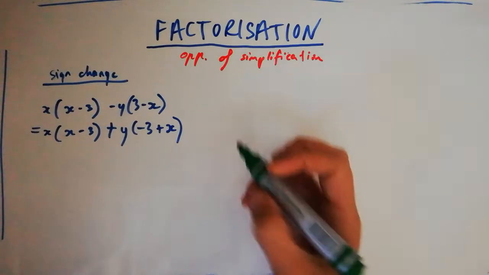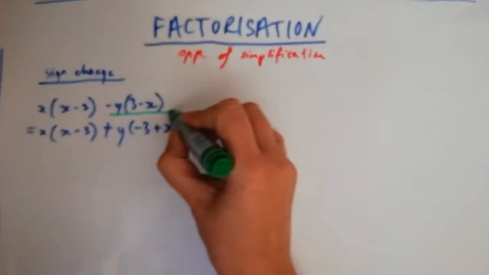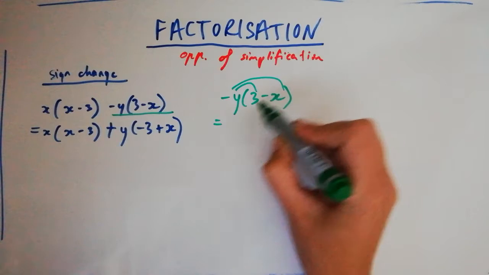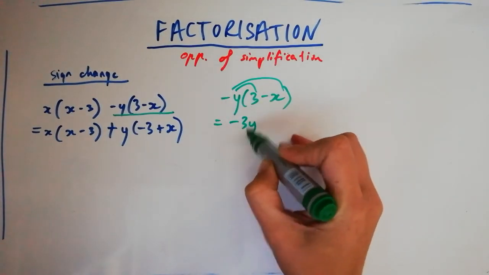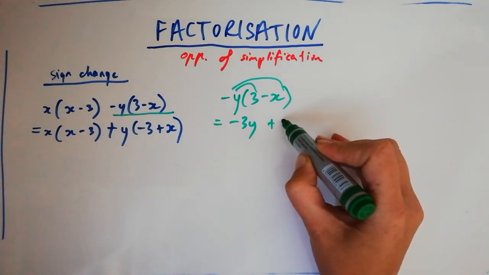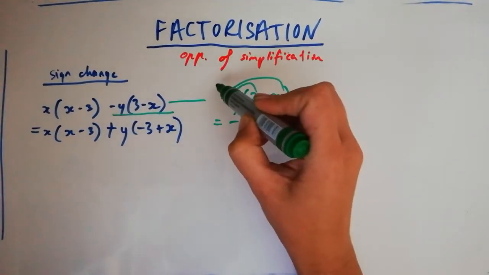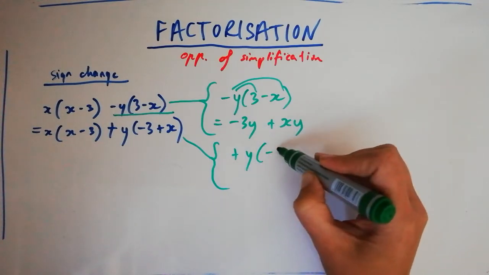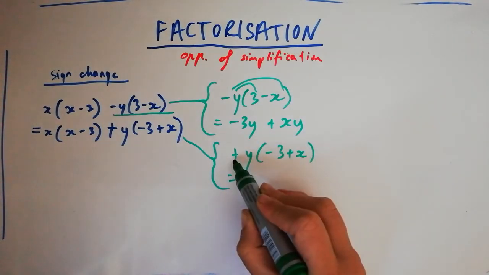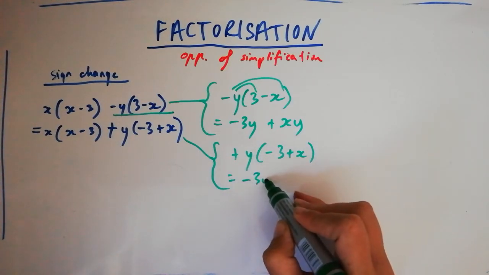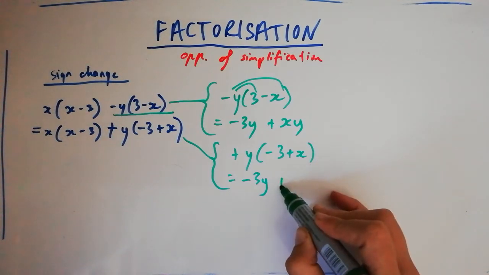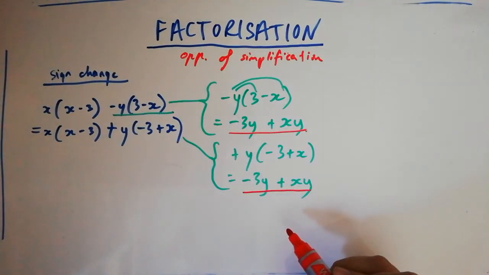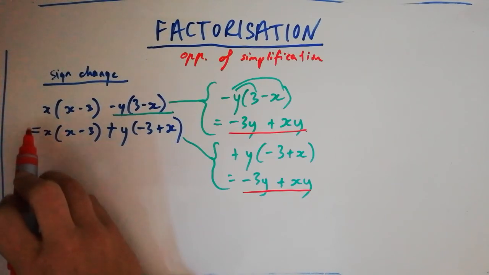Let's unpack just why this is the same. I'm going to distribute. So let's take this term. Minus y, 3 minus x. Distribute this out. Minus 3y. Minus y times minus x is plus xy. So this is this guy. This one here, positive y minus 3 plus x is equal to y times minus 3 is minus 3y, plus y times plus x is plus xy. So these guys are exactly the same. That's why I can say this expression is equal to the one above.